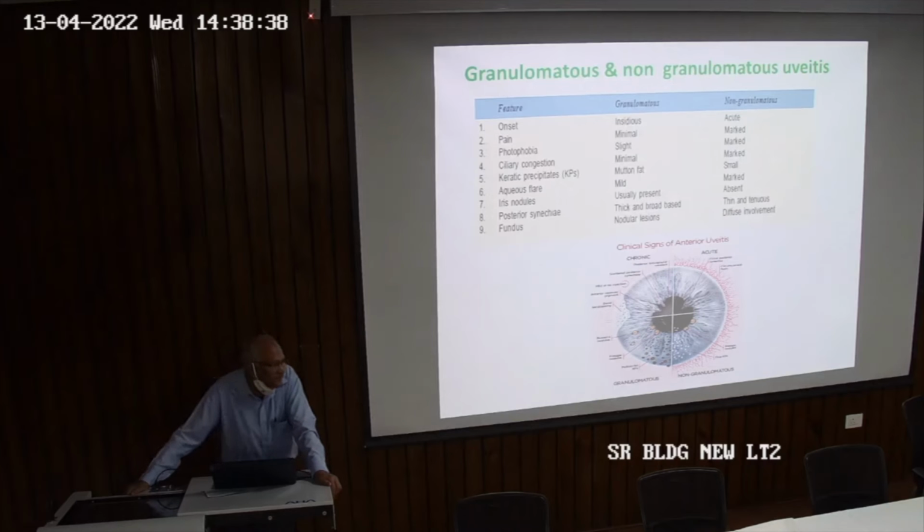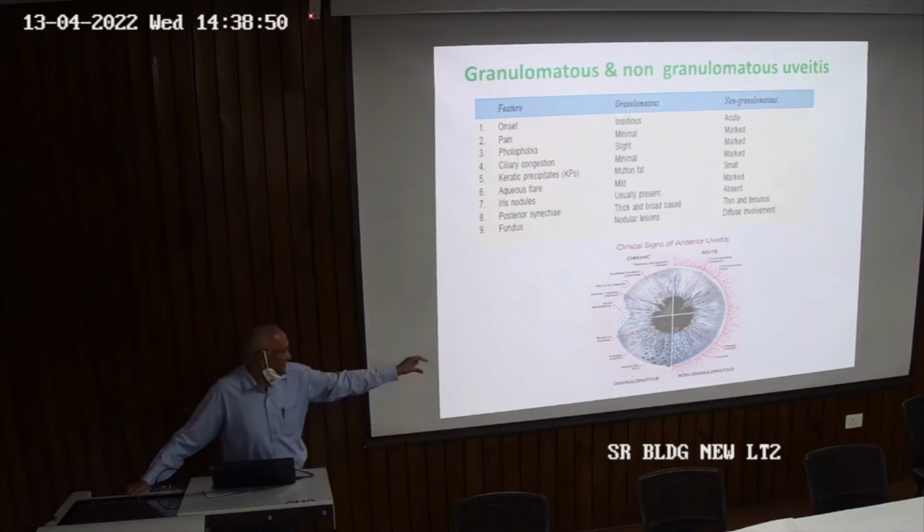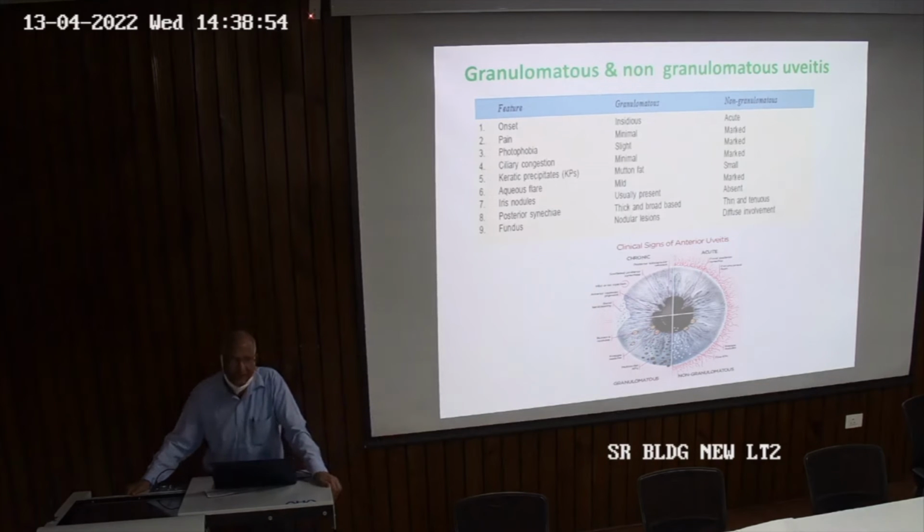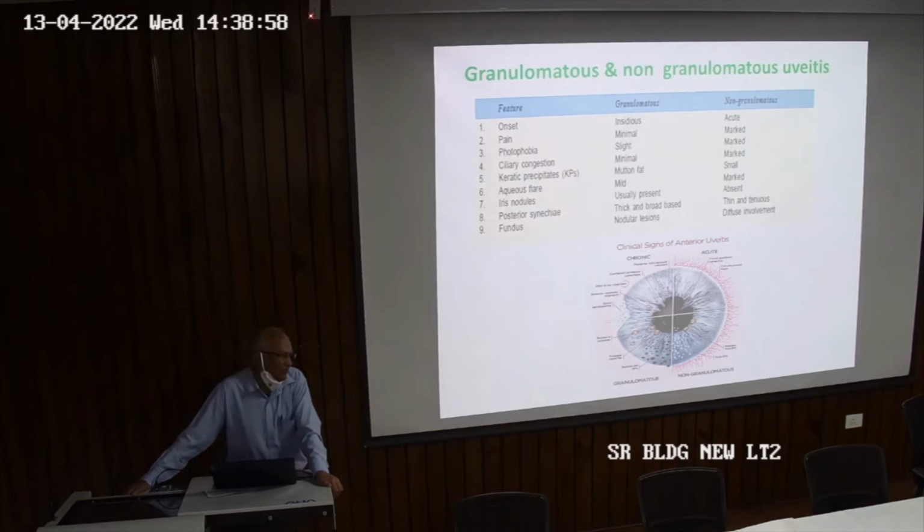Then other important features: mutton fat KPs are more common in granulomatous uveitis, because mutton fat KPs are large, white, grayish in color. We have seen that large mutton fat KPs are there. These are the features of granulomatous uveitis, while in non-granulomatous there will be small, fine KPs.